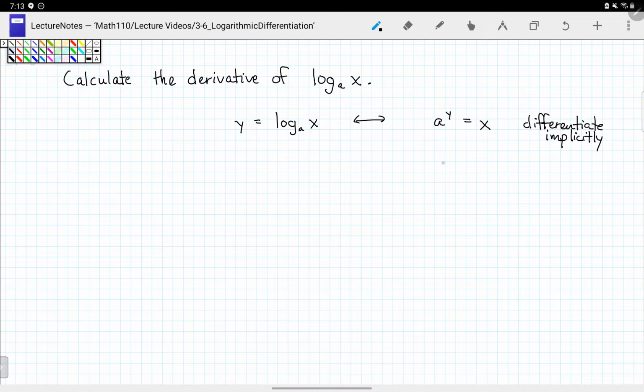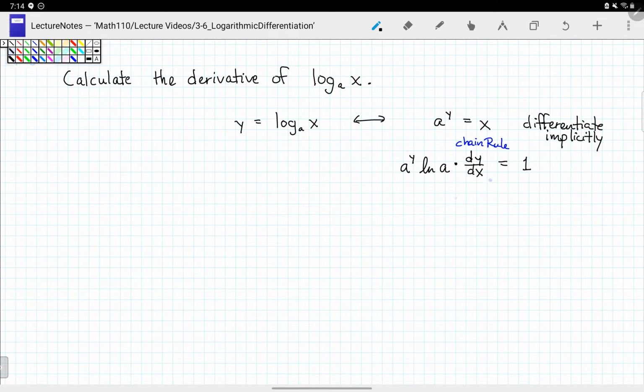So when we do that, we're differentiating both sides with respect to x, keeping in mind that y is a function of x. So we're going to need the chain rule on the left-hand side of this equation. The derivative of the exponential base a is itself times the natural log of a: a to the y times the natural log of a. But then I have to also multiply by the derivative of y with respect to x, and that is basically using the chain rule. And on the right-hand side, we have 1.